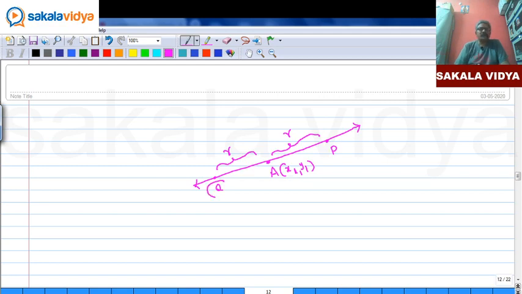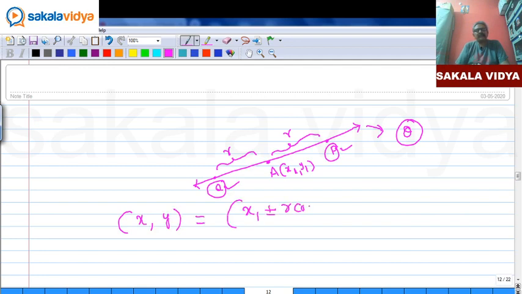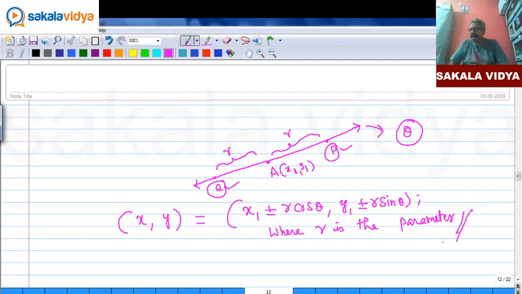So, how to find out these two coordinates? For example, if we know the inclination theta of this line, with the help of parametric equations we can find out P coordinates and Q coordinates. So, that means P coordinates, Q coordinates are given by parametric equations. x, y is equal to x1 plus or minus r cos theta, y1 plus or minus r sin theta, where r is the parameter. This you need to remember.